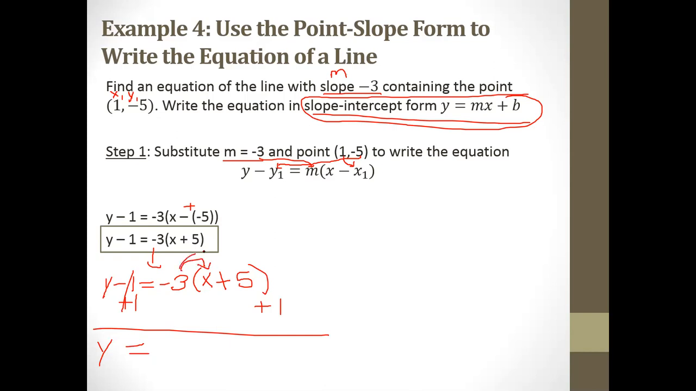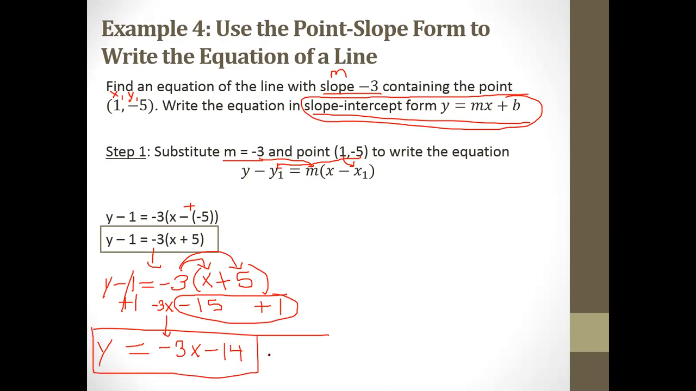What you want to notice is outside the parentheses, you had -3. So that would be rewritten as -3x minus 15. And then that minus 15 plus 1, we can simplify those terms. So we just simply carry down the -3x, and -15 plus 1 gives us minus 14. So our final answer in slope-intercept form would be y equals -3x minus 14.